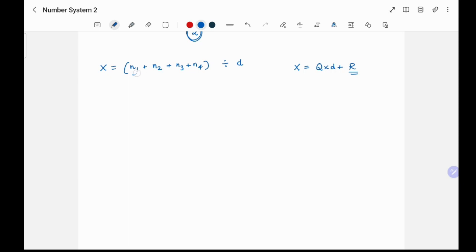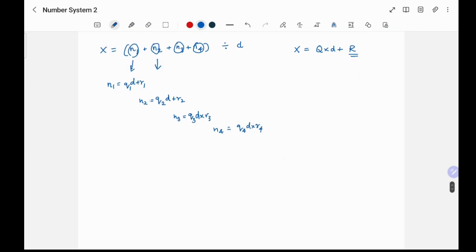Now what I am saying is, I'll take each of these numbers and divide. Each of these numbers will also be some multiple of d plus r1, as they leave some remainder. So n2 again we'll have q2d plus r2. Similarly for n3 we'll have q3d plus r3, and for n4 we have q4d plus r4. Now we add all these.